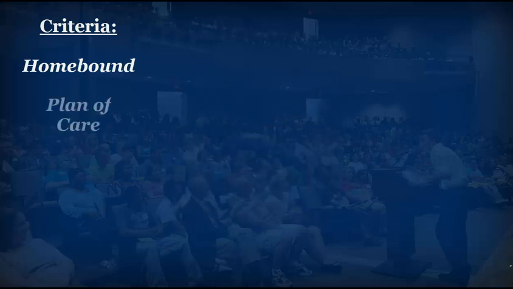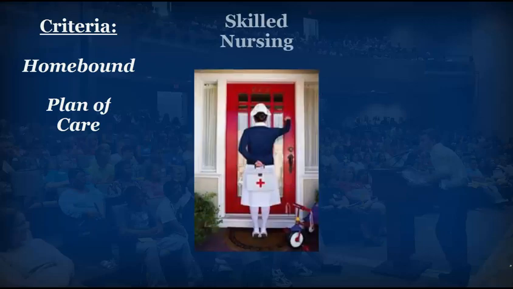care. You also have to have intermittent or part-time skilled nursing and some type of rehabilitation component. So this is where we're going to see our home health nurses come in to help our patients with their ADLs, their IADLs, get them functioning and making sure that they maintain that level of independence.